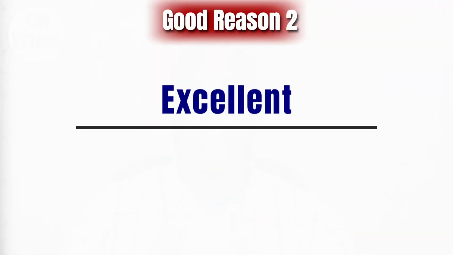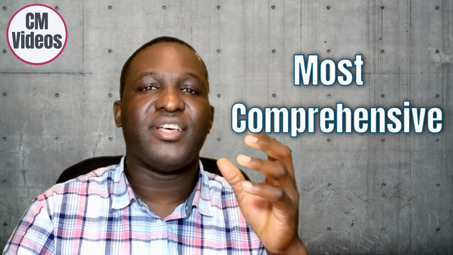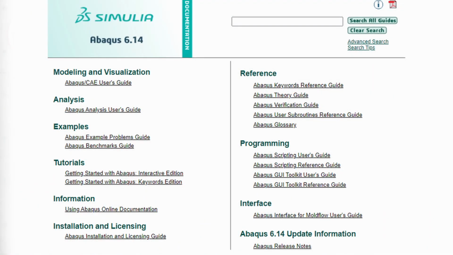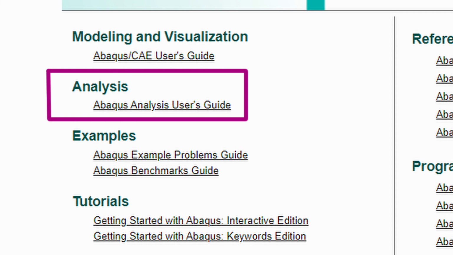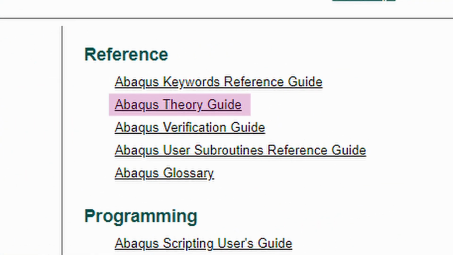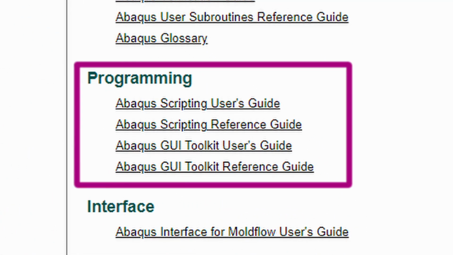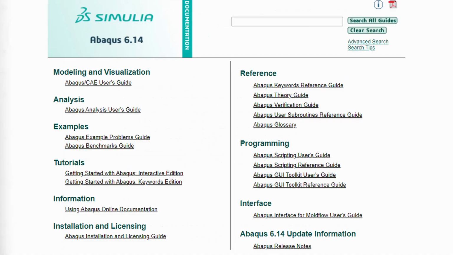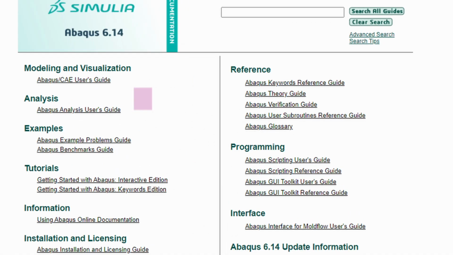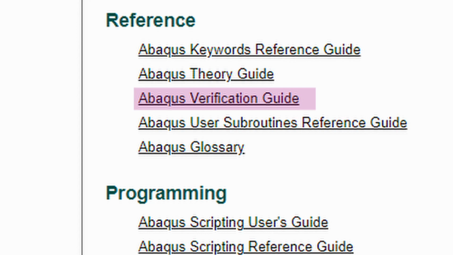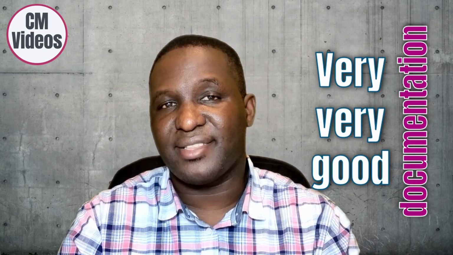The second good feature of ABAQUS is that it has excellent documentation. In fact, when you look at all finite element solvers, ABAQUS is the one that has the most comprehensive documentation. The documentation tells you about the analysis procedure, the theory behind what you're trying to do, example files that you can use to run your simulation, a scripting module for helping you with scripting and commanding what ABAQUS does. There's also documentation about verification of your model, giving you example models for verifying a setup. So it's very good documentation, and this makes it excellent in the community.